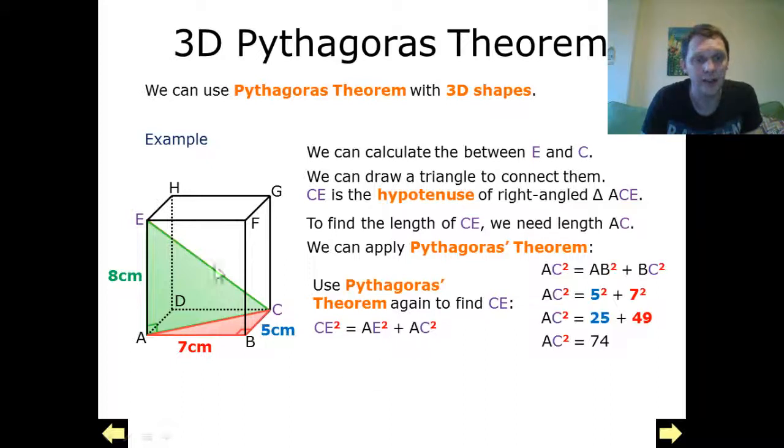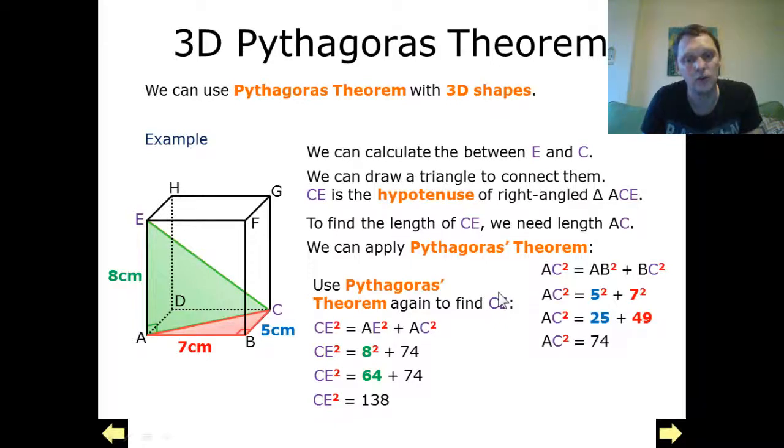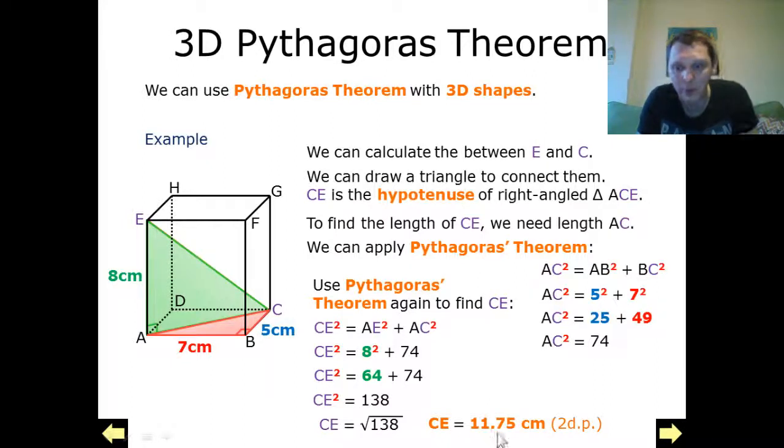So I'm going to have CE squared equals AE squared plus AC squared. And of course, we already know that this will be 74. So CE squared equals 8 squared plus 74, which equals 64 plus 74, which equals 138. So now I'm going to square root both sides, which gives me a value of 11.75 centimeters to 2 decimal places. That's using Pythagoras theorem twice.